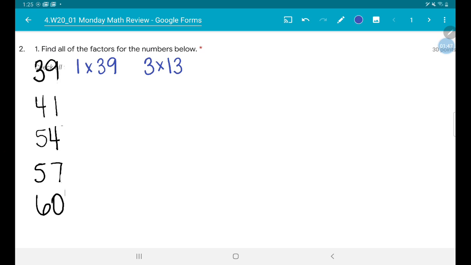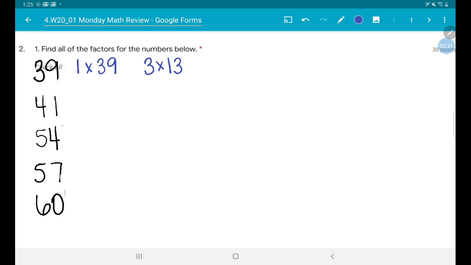How about 6? No. 6 times 6 is 36, and 6 times 7 is 42. Okay, so is 7 going to be a factor? No. We just said 7 times 6 is 42, so that won't be a factor. 8? No. 8 times 5 is 40. That's 1 away. All right, so 9. How about 9? 9 times 4 equals 36, then 9 times 5 is 45.